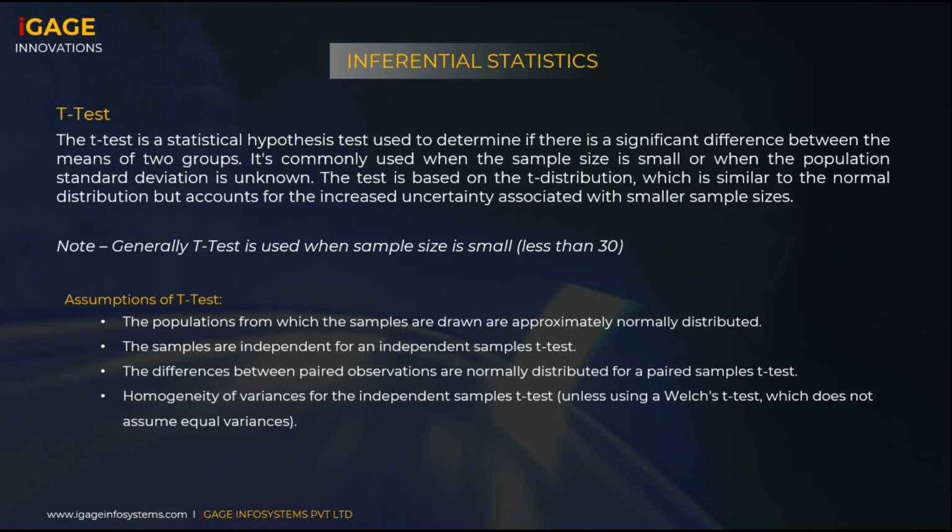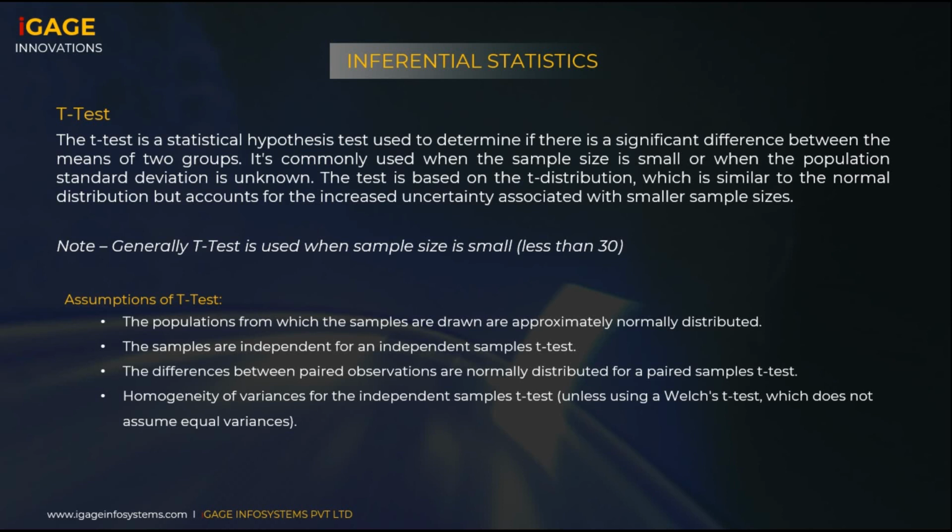Now see, a t-test is a statistical hypothesis test which is used to determine whether there is a significant difference between the means of two groups or populations. It could be a group or population. We will see that when we have a one sample t-test and a two sample t-test. There are certain conditions under which the t-test should be implemented.